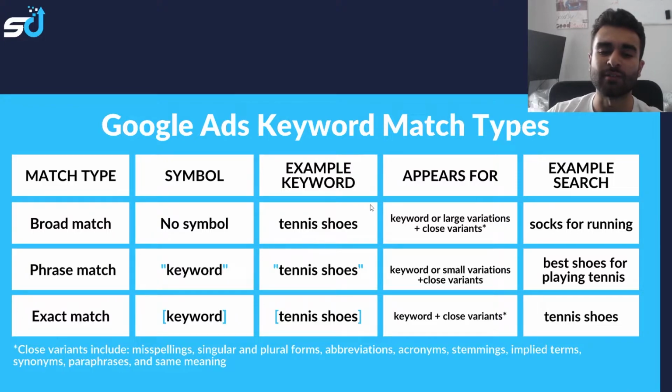So if we take in this infographic the example keyword of tennis shoes and use it as a broad match, you can see in terms of the search terms, it will appear for the keyword itself or large variations of that keyword, including close variants. That includes misspellings, singular and plural forms, abbreviations, synonyms, acronyms, stemmings, implied terms, paraphrases, and the same meaning of that phrase or keyword. In this example, the search might be socks for running, and it would still appear with tennis shoes.